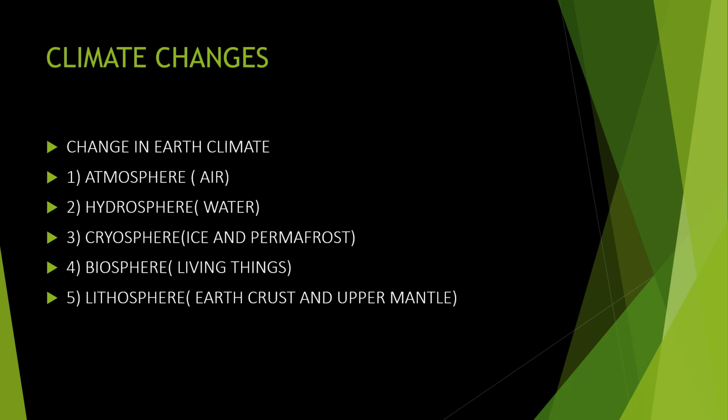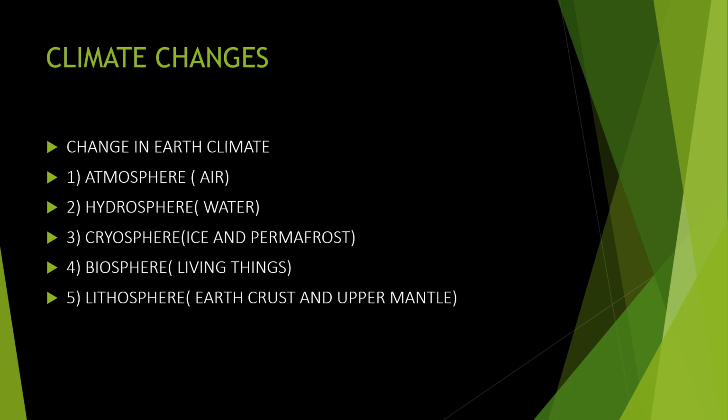So next we are going to deal with another small subtopic, that is climate changes. What is that? Climate changes mean changes in the earth's climate, how it is changing. First one is the atmosphere. Atmosphere means the air, we can see the air. So what are the changes happening to the air? That is what we call the atmosphere.